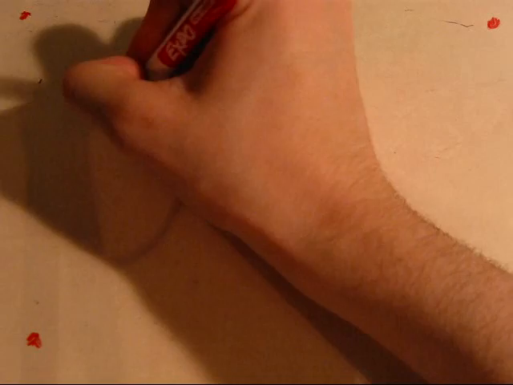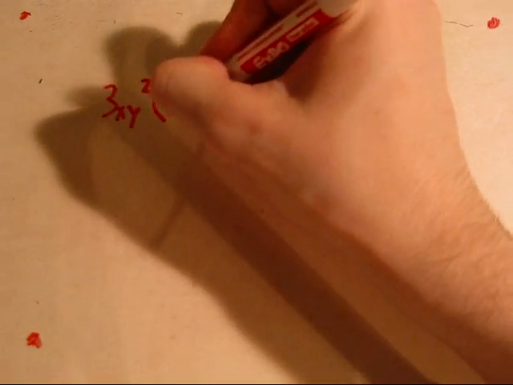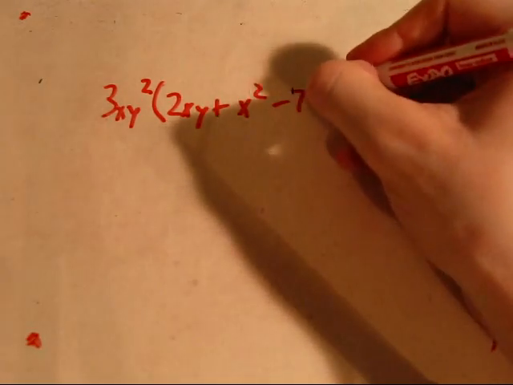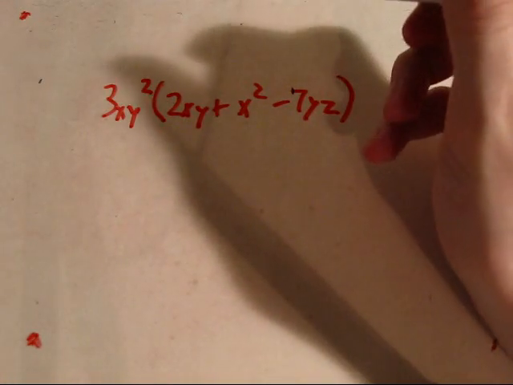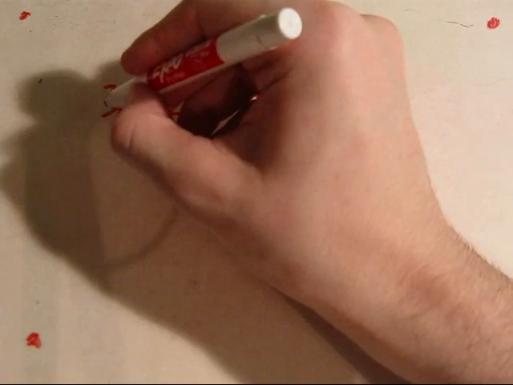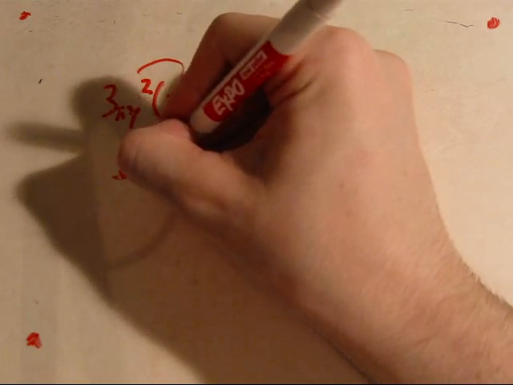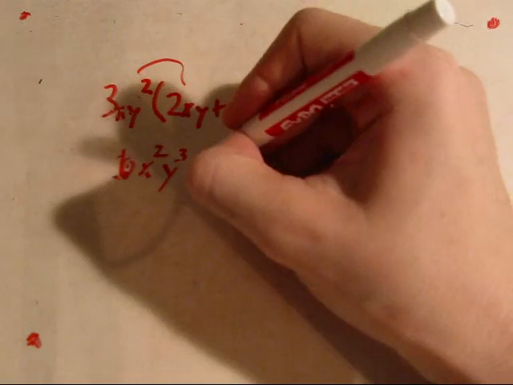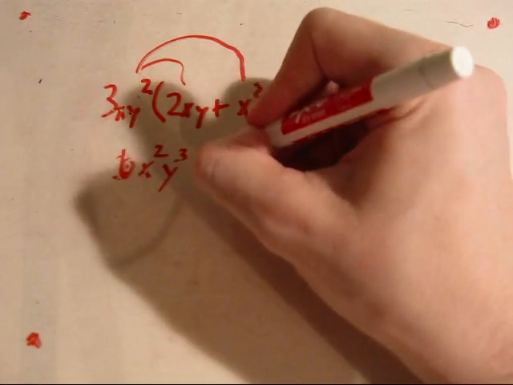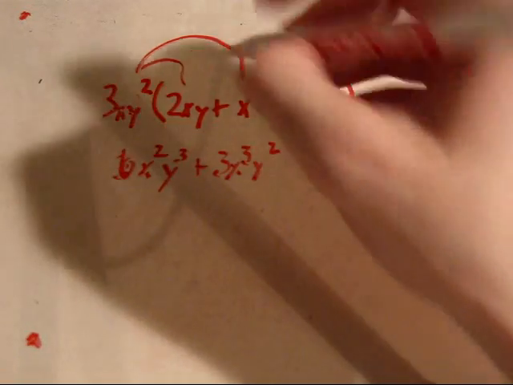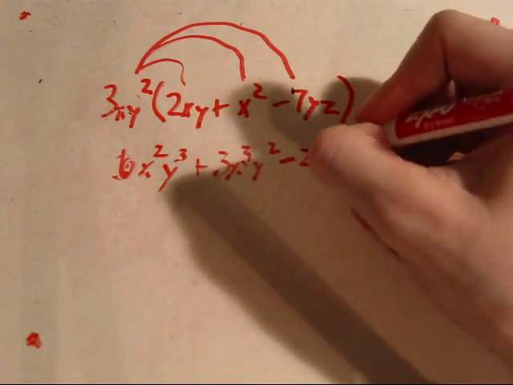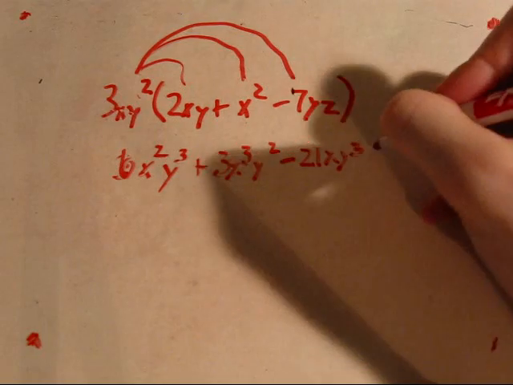Now let's work on some multiplication and division problems. First, let's start off with something simple. 3xy squared times 2xy plus x squared minus 7yz. Now first we distribute. 3xy squared times 2xy is 6x squared y cubed plus 3x cubed y squared minus 21xy cubed z.